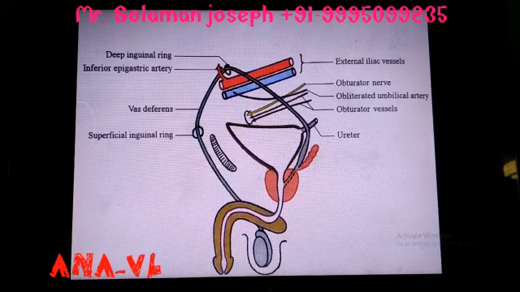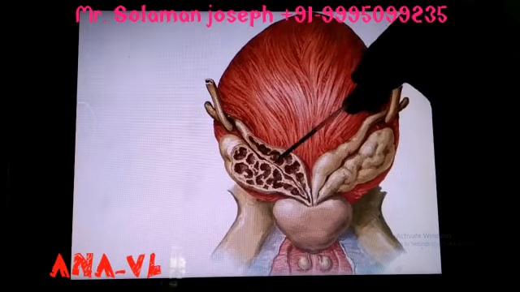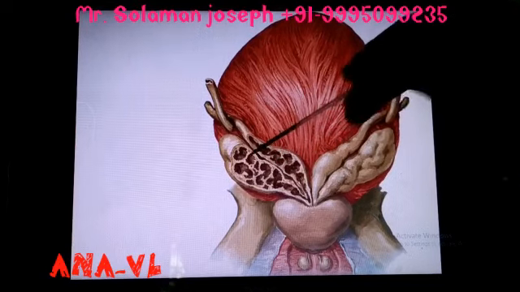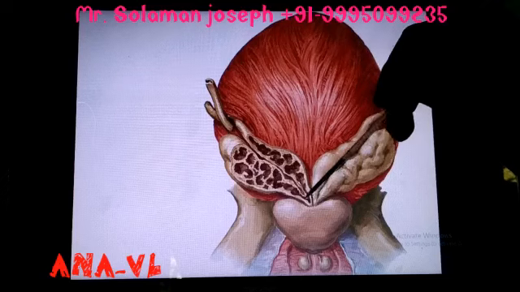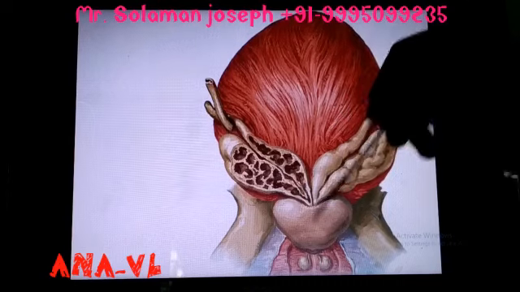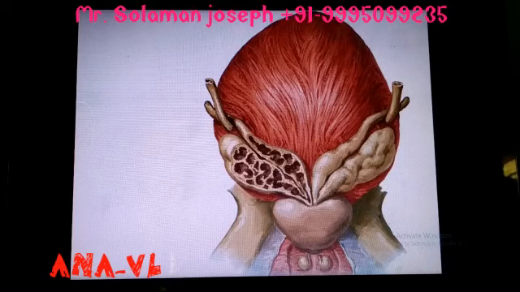Then we are discussing the structure. Here we can see the ampullary region of the vas deferens, and the seminal vesicle, which join to form a single duct. It is called the ejaculatory duct, and it enters the prostate gland. Here is the prostate gland. This muscular structure is the urinary bladder. Here is the vas deferens.